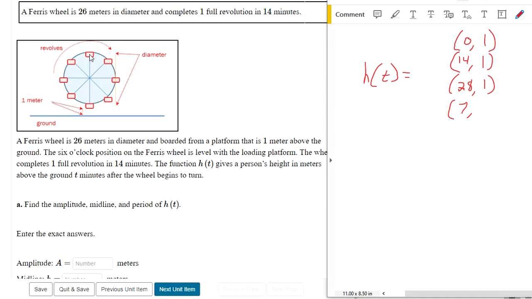So they tell us that this thing has a diameter of 26 meters. So how high am I above the ground? Well, I'm the 1 meter to start with, plus the 26 meters tall that this thing is. So I'm 27 in height.